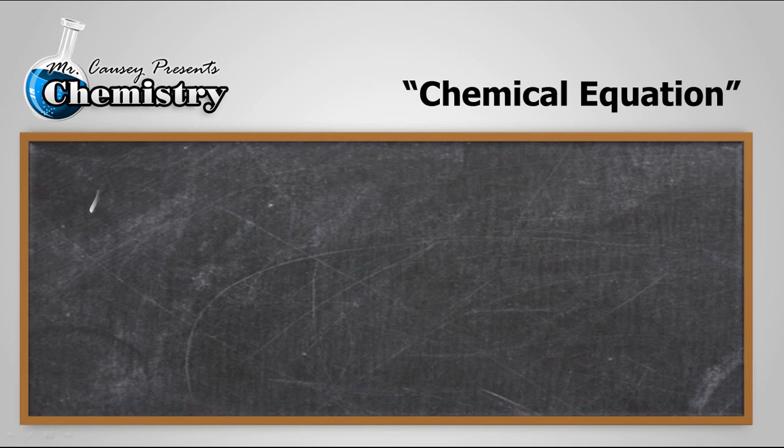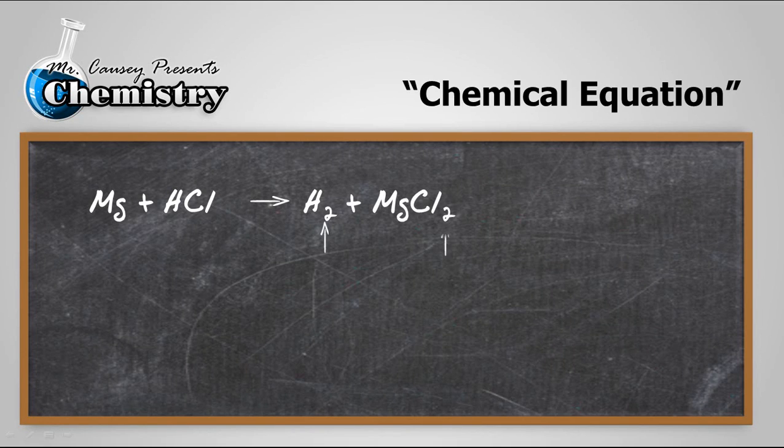Here's our chemical equation, and let's balance it. Notice that there are 2 hydrogens and 2 chlorines on the right side, but only 1 on the left side. So let's go ahead and change our coefficient there, and now you'll notice that there are 2 hydrogens and 2 chlorines on both sides, and 1 magnesium and 1 magnesium. So it's balanced.